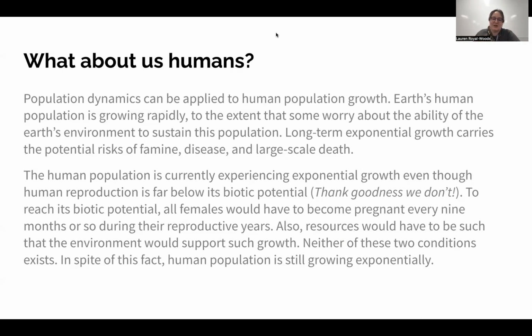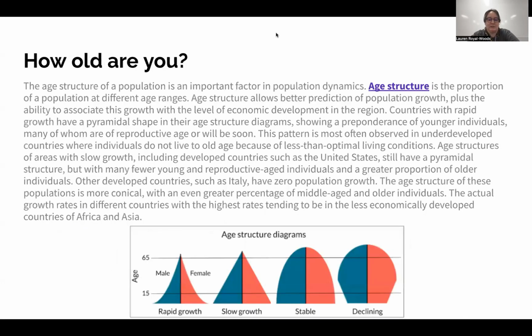Even despite this fact, though, our population is still growing exponentially, and we're always trying to figure out new ways to push our limit up and up and up. We've started really working on that, like with the 3D printed food and all that fun stuff.